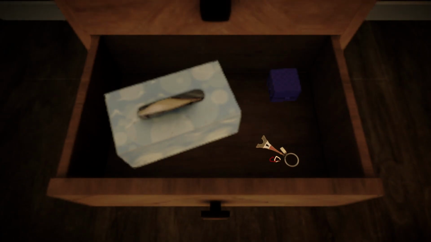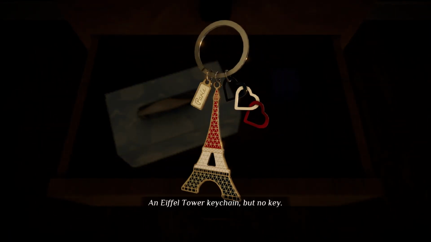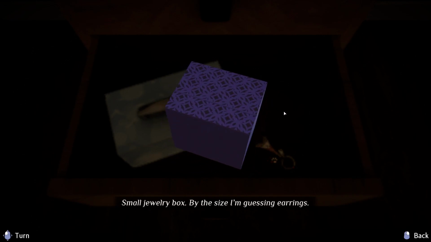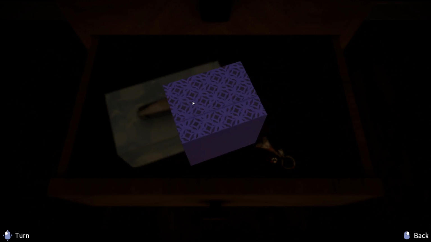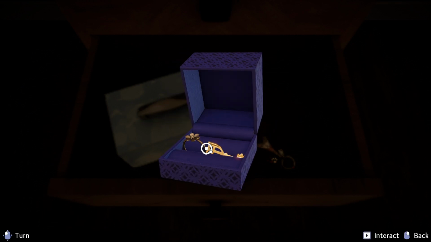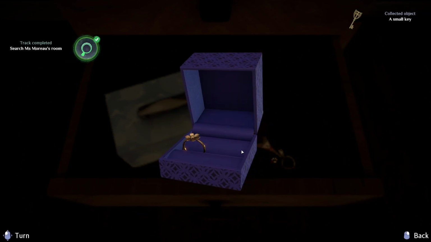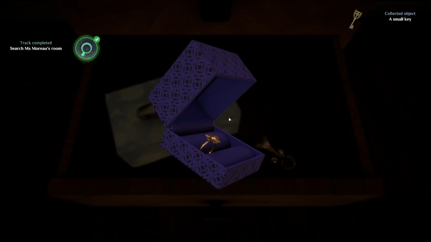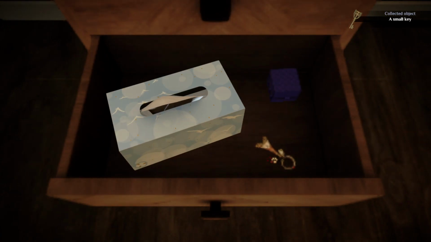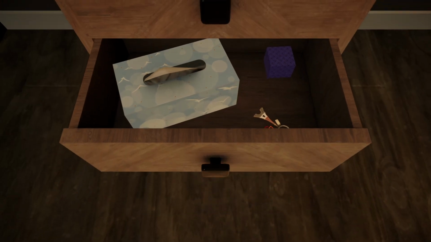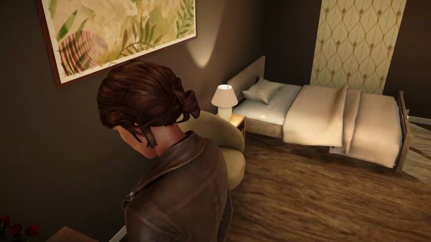Okay, we got something here. Oh, it's just an Eiffel Tower keychain. But no key. A small jewelry box. By the size, I'm guessing earrings. Maybe a ring. Why put a key in a jewelry box? Why not? And a ring, yes, with a daisy. I expect Suzanne must have gone through a lot of tissues these past weeks. Okay, so we got the key.